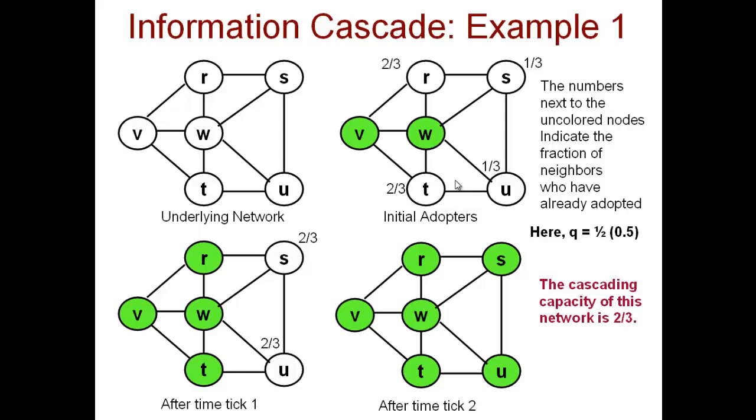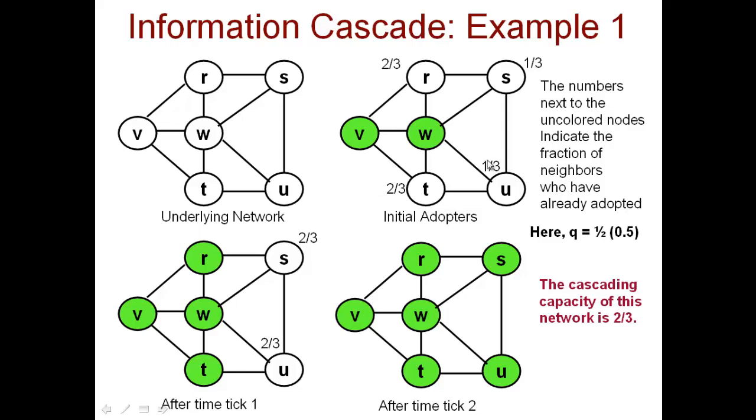So that means if R and T are not adopting it, then S and U will not be adopting it because the network will remain the same till the end. Nobody else other than V and W will be adopting it. So that means the largest value of Q that will facilitate the entire network to adopt the decision is called the cascading capacity of the network.